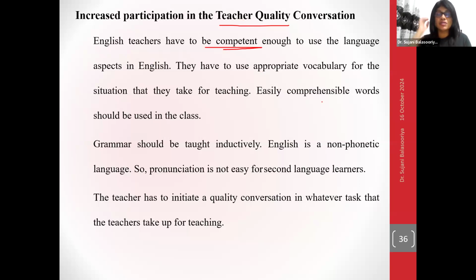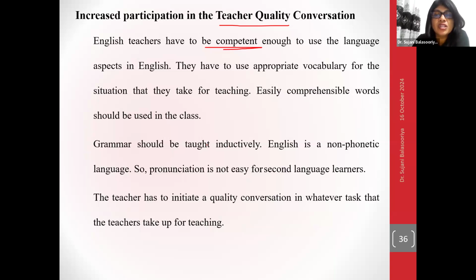If the teacher uses difficult words, it does not only make the learner find it difficult to understand the lesson. The learners will not feel like learning or even listening to the teacher when there are difficult words, right? They will never ever pay their attention. Right? So the teacher has to be competent enough to use the proper language, appropriate vocabulary, and simple words. And also grammar should be taught inductively, right?